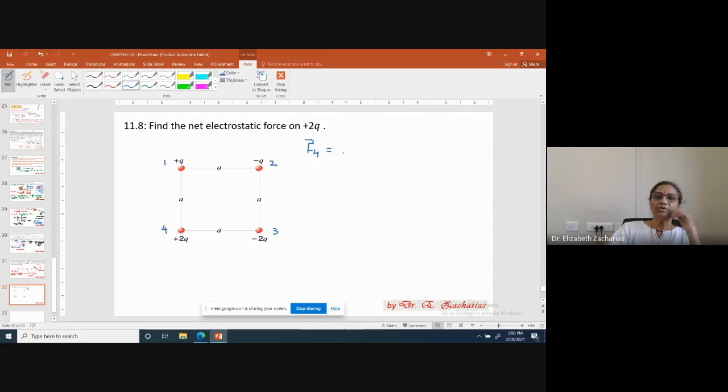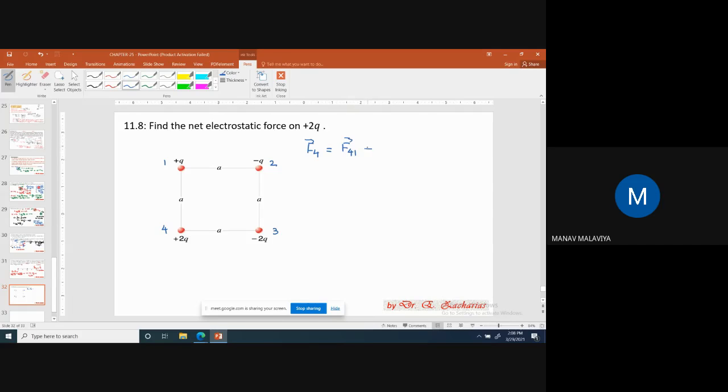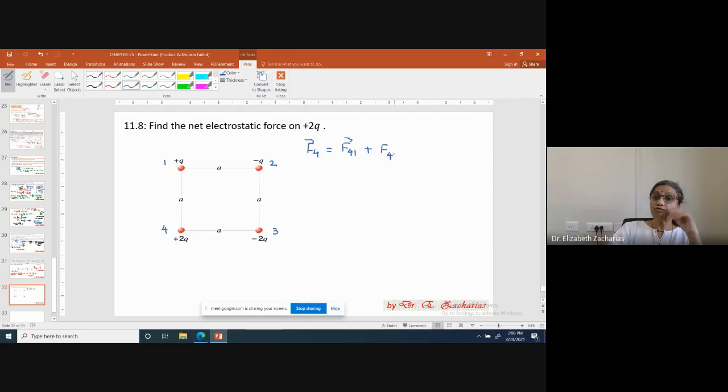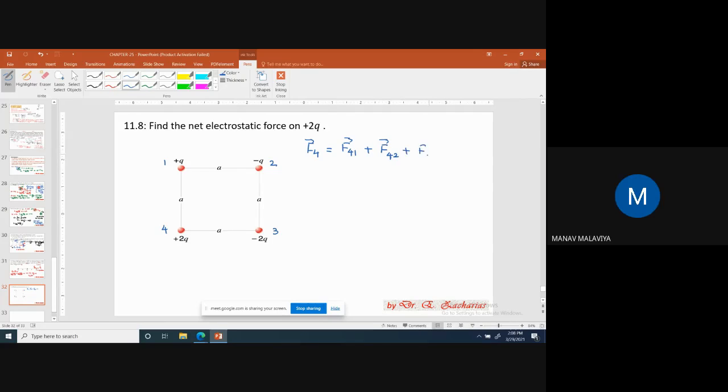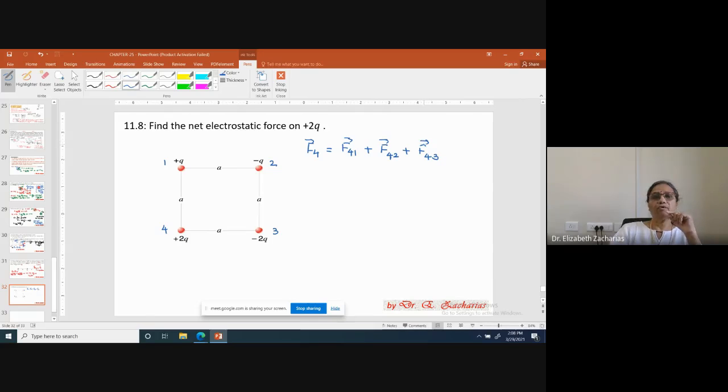So F4 is going to be equal to F41 plus F42 plus F43. That order is very important. Force on 4 because of 2, F42, plus F43. Okay. Now on 4, let us draw these 3 arrows and show.